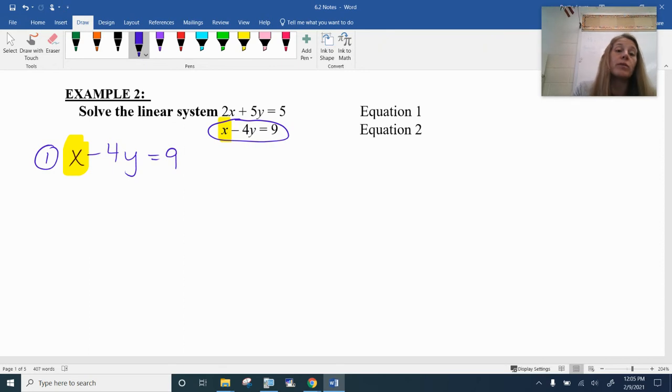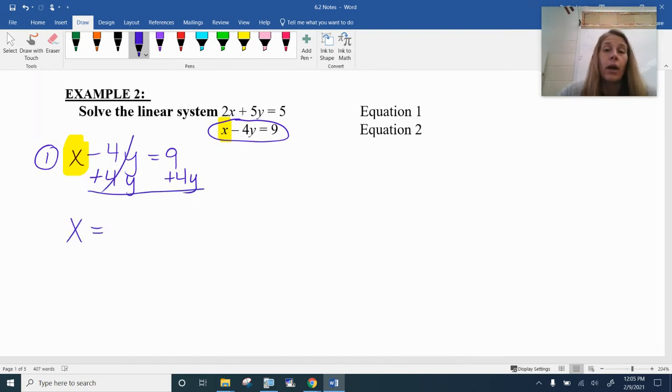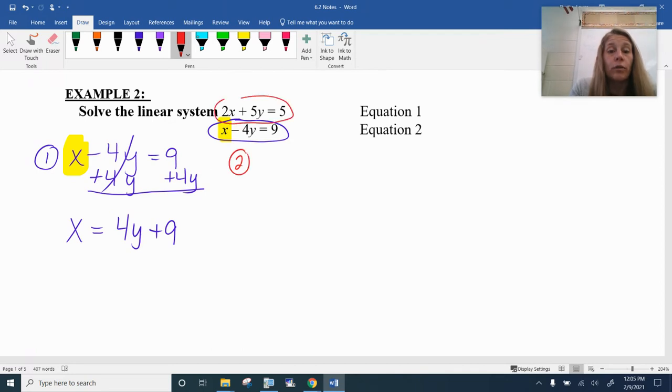So first thing I'm going to do is move the other variable to the other side just by adding or subtracting that term. So I'm going to add 4y to both sides. That way my x is now all by itself. And on the other side, the equal sign, I have 9 plus 4y, or 4y plus 9. So now to do step 2, I'm going to use the other equation that we didn't use yet, which is equation 1 in this particular situation.